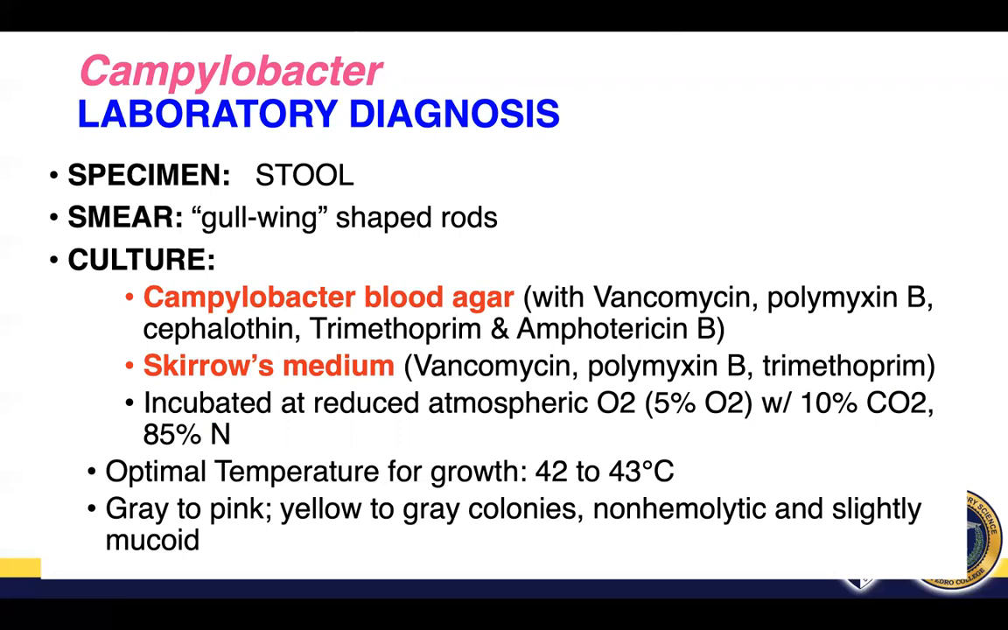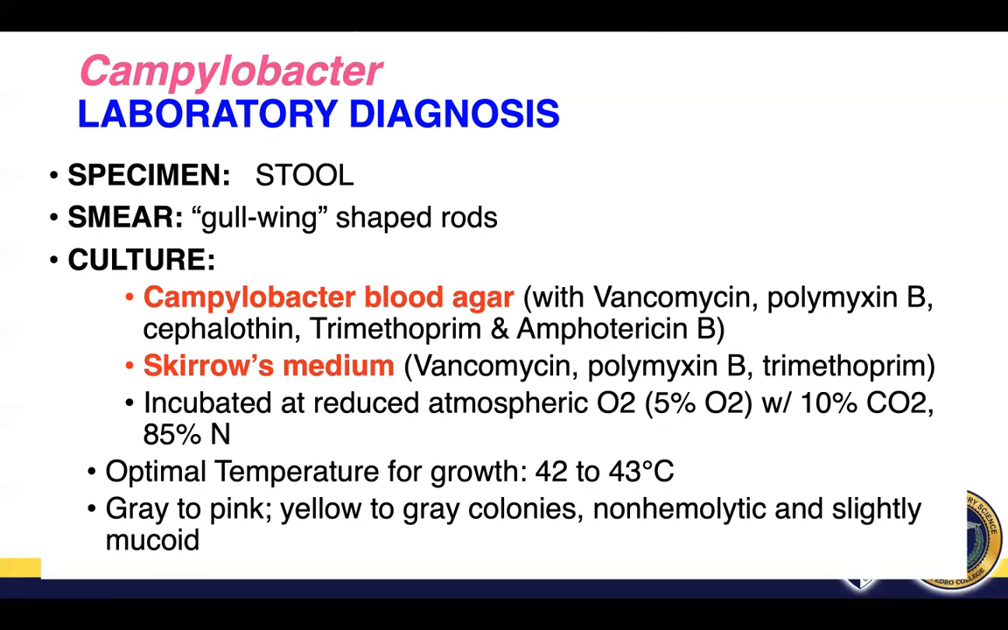The organism is quite difficult to isolate because it needs special conditions for growth. It is fastidious. It is incubated at reduced atmospheric oxygen, about 5% oxygen with 10% carbon dioxide and 85% nitrogen. The optimum temperature for growth is usually 42 to 43 degrees Celsius. This temperature usually prevents growth of enteric organisms, which die at this temperature.